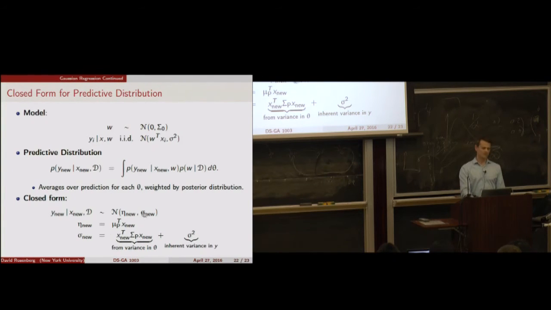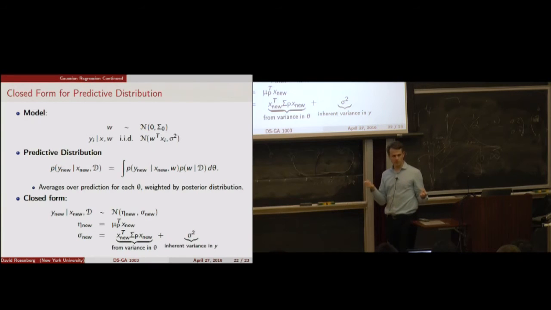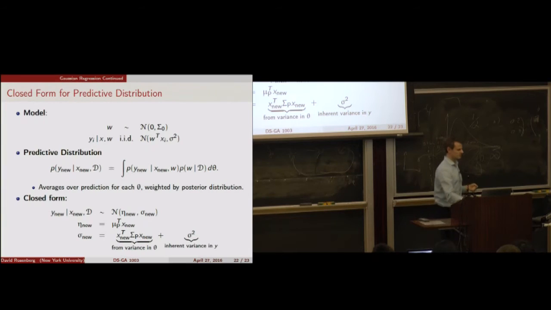And what's interesting is the variance that we're going to predict associated with that prediction. It's a Gaussian with a particular mean and a variance. So now it has two pieces. First, it has this x nu transpose sigma p x nu. This comes from the variance in theta. This should be w, sorry, typo. This comes from the variance in w, our unknown coefficient vector. Because we have uncertainty about w, our predictions are going to have uncertainty. So that's where this piece comes from.